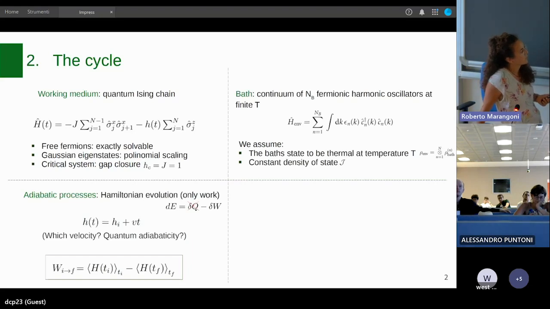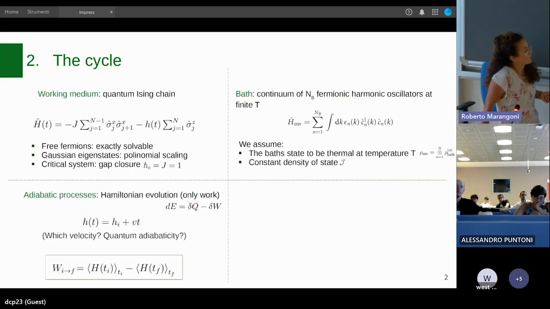I want to stress there are two questions that are important. The first one is which velocity we have to choose in performing this Hamiltonian sweep, because I told you this is a critical system. We have a gap closure, so if we want to pass across this gap, we have to reduce the velocity. If we want to have a performant engine, this velocity cannot be zero, it must be finite. So this is an issue we have to solve.